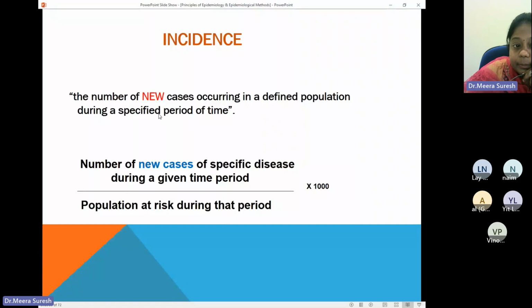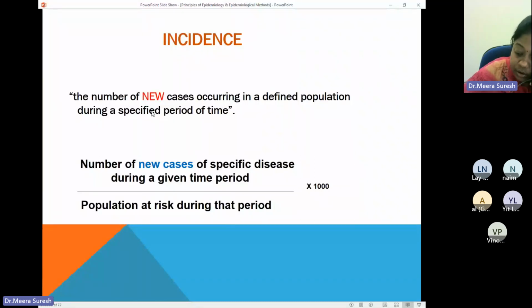But still, to make you remember, incidence is the new cases occurring in a defined population during a specified period of time. So it is the number of new cases divided by the population at risk during that period, per thousand. Here the multiplier is 1000. Not so in prevalence, where the multiplier changes. The multiplier in case of prevalence can be 100, so we can express prevalence as a percentage, but not incidence. Incidence is always about new cases.